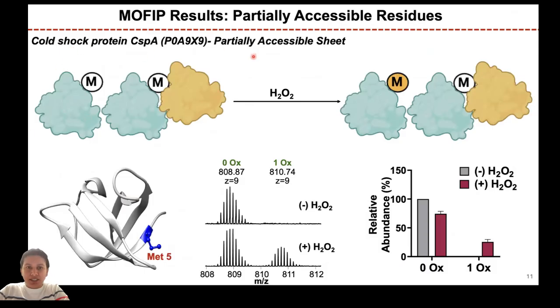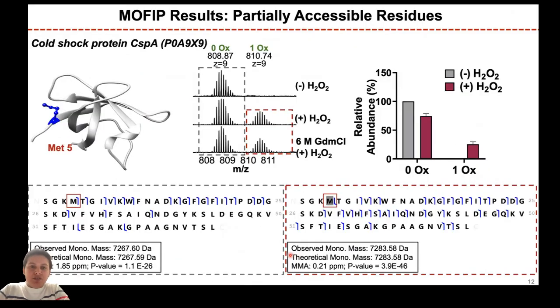Cold shock protein is another E. coli protein. It has only one methionine residue, methionine 5, which is located in a sheet. In the sample with hydrogen peroxide, we see both the unoxidized as well as the singly oxidized species. Furthermore, we did another experiment where we treated the sample with 6 molar guanidinium chloride followed by hydrogen peroxide oxidation. But we see similar results even in 6 molar guanidinium chloride with hydrogen peroxide. We see the unoxidized as well as the oxidized species, suggesting this methionine 5 is partially accessible.